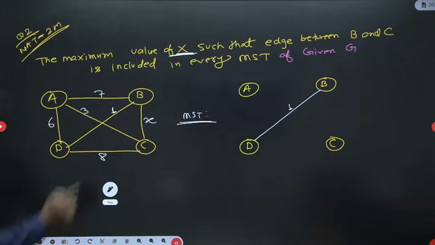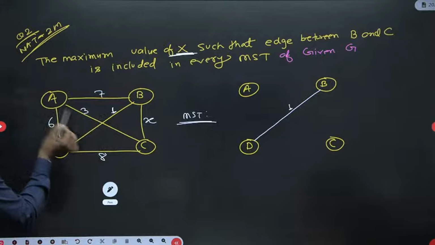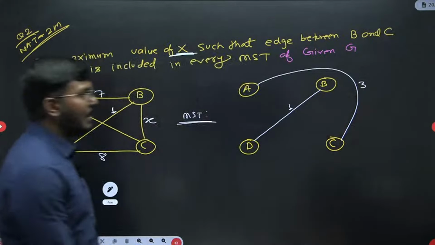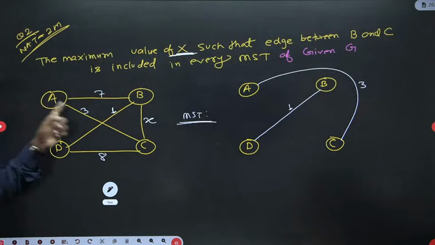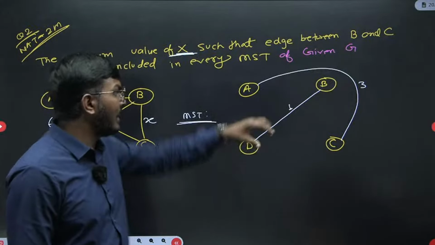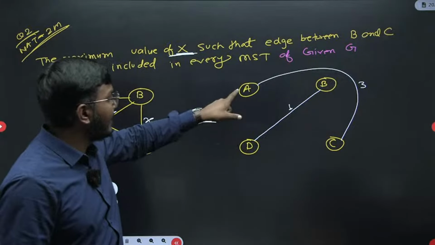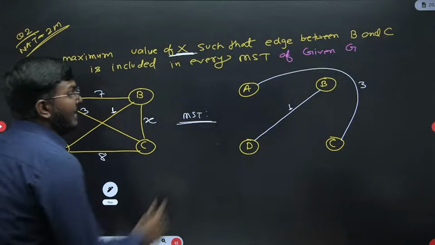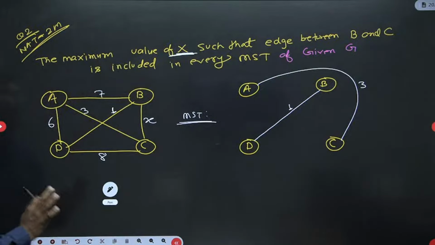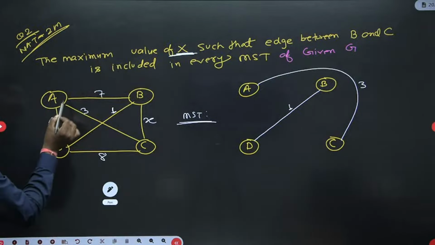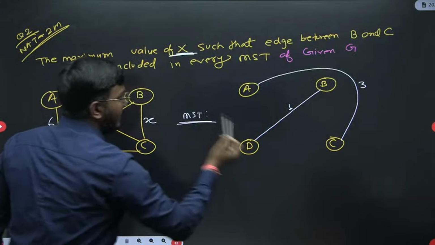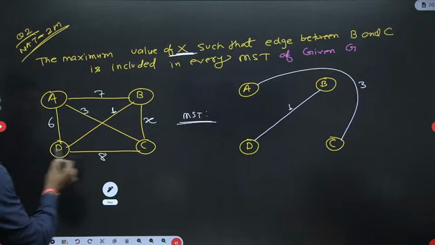Getting my point? After this, the minimum is 3 only. So choose this 3 here, B and C is 3. Now after choosing this 3, we have 2 components that are disconnected: one component is B to D and one is A to C. We need to connect both components. So how many options do we have? I can connect AB, or I can join BC, or I can join AD, or I can join DC.